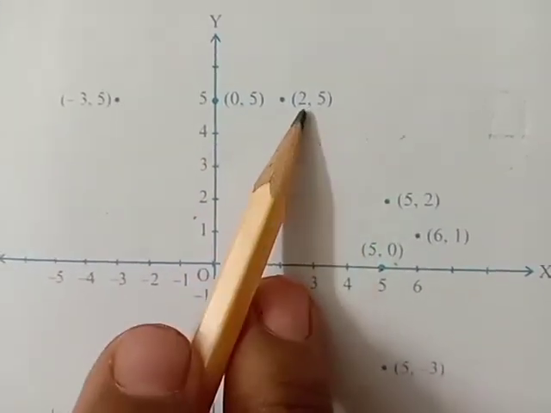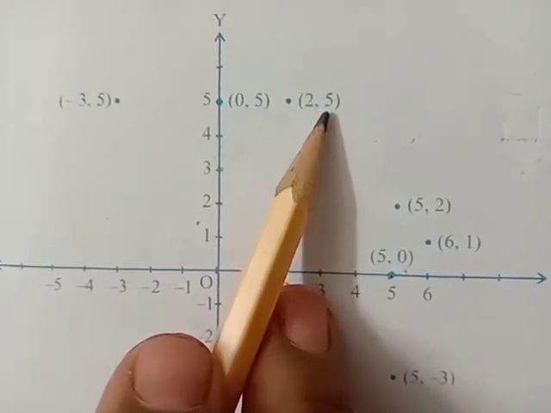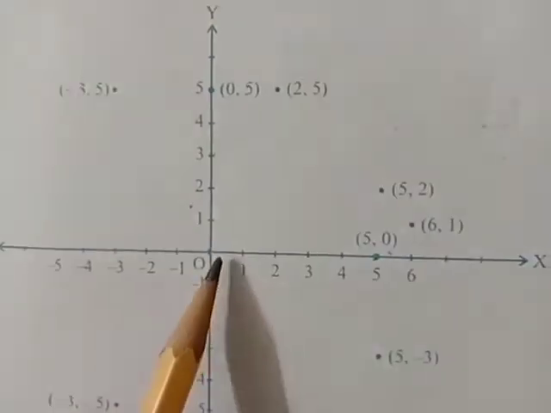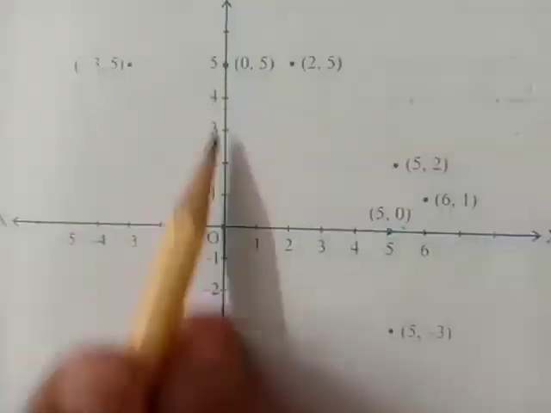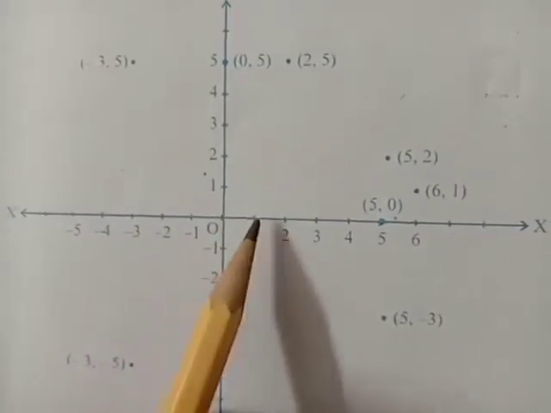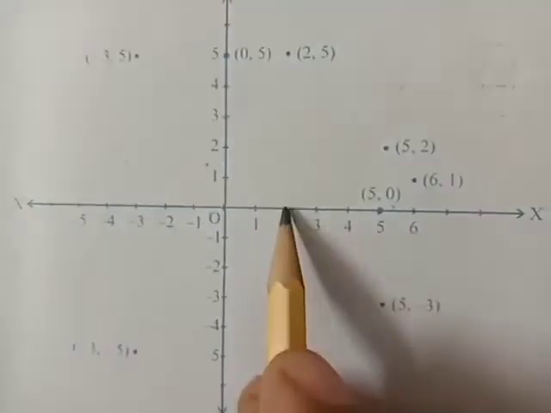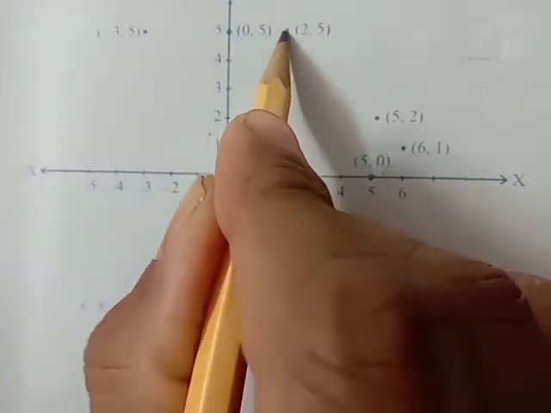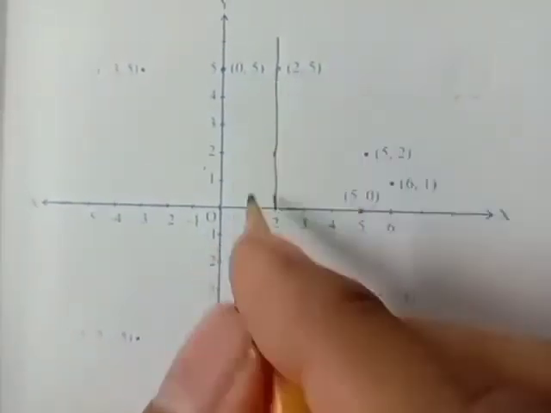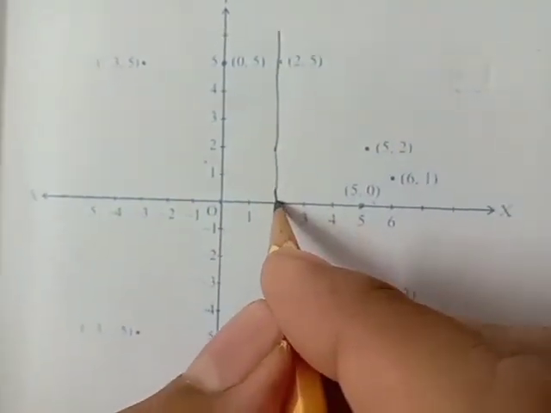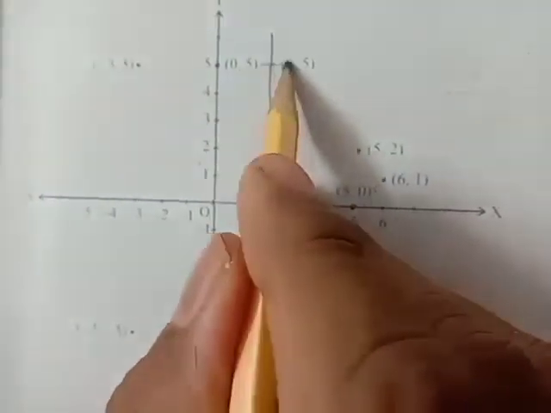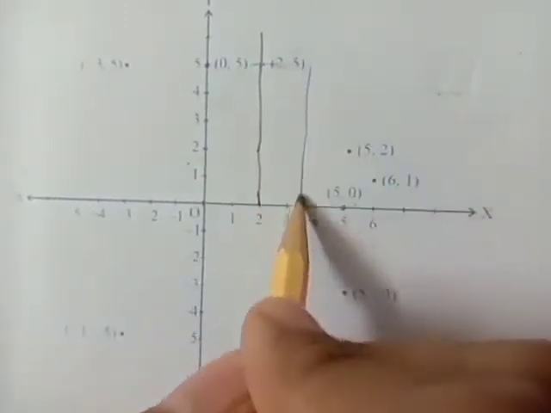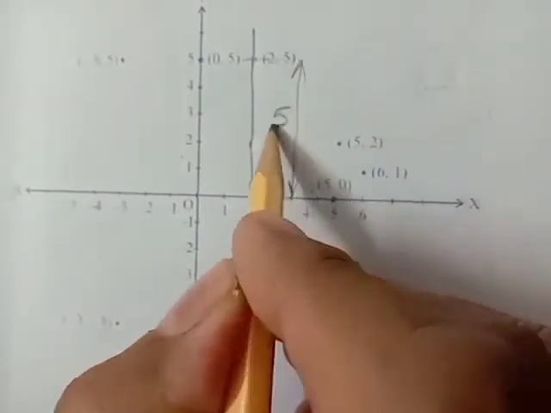In this way if we try to plot (2, 5), both are positive, so it is in the first quadrant. So 2 units from the y-axis, 1, 2, draw a perpendicular line, and measure 5 units from this point, so that you will get the y ordinate. So this distance is 5 units.